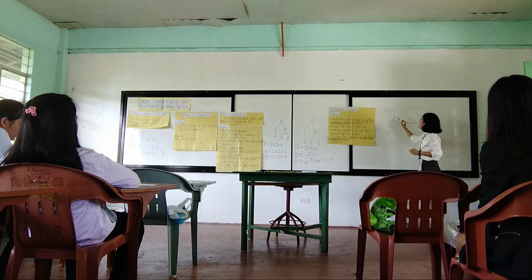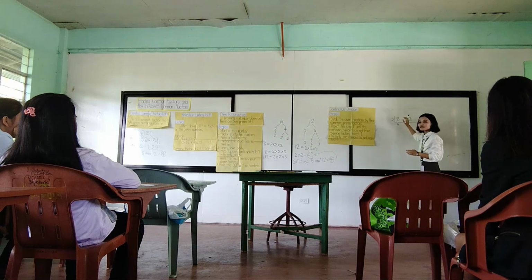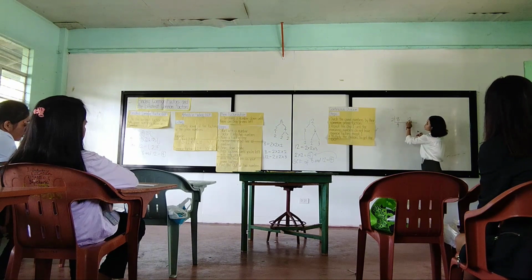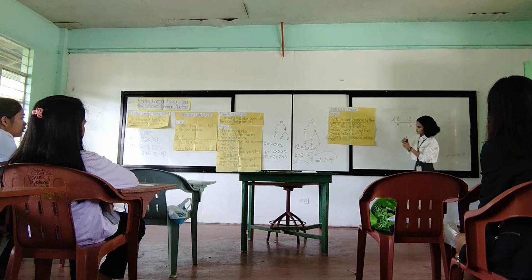Okay, so 2 will serve as the divisor. Okay, class. So 8 divided by 2 is 4. The quotient will be put here below the given number. So 8 divided by 2 is equal to 4, and 12 divided by 2 is 6.